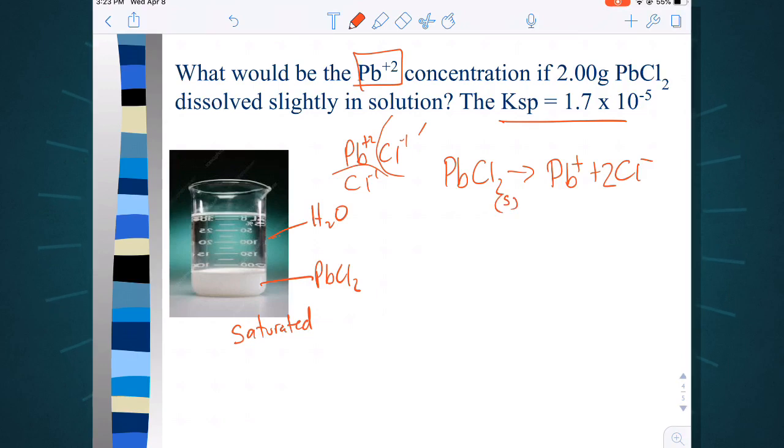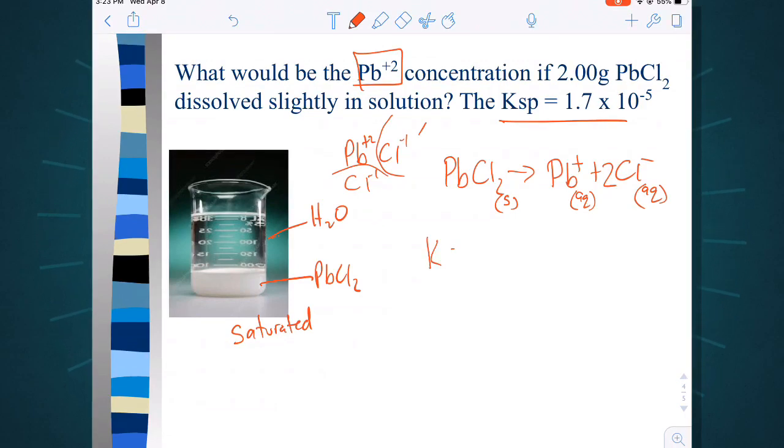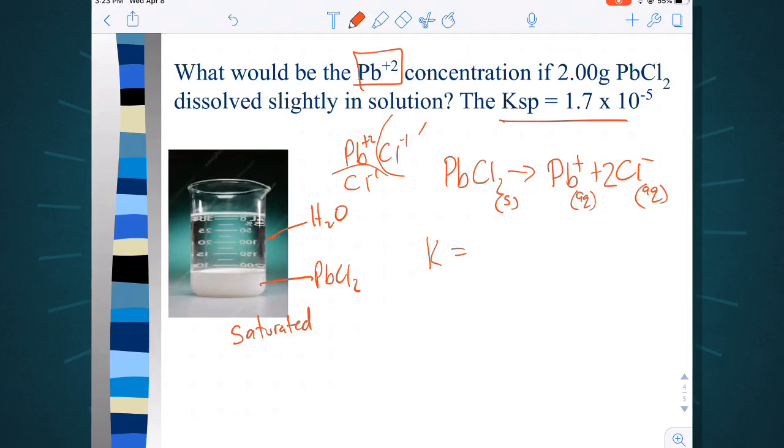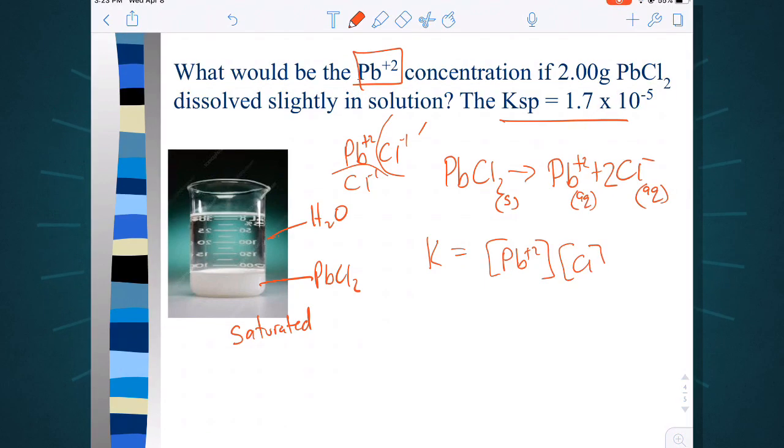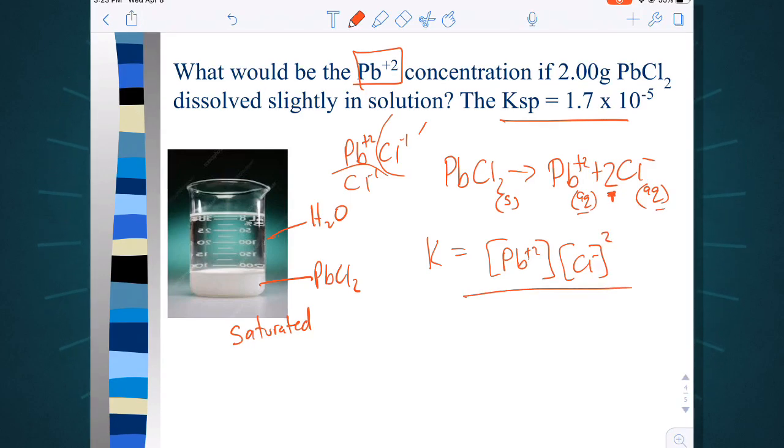This is a solid, and these are aqueous. So if I was going to write a K expression for this, it would be products on top over the reactants, right? And so in this particular problem, this is going to be lead, Pb plus 2, and then we have a Cl minus, and then remember that 2 right there tells me that it's squared. Those are aqueous, over the PbCl2.